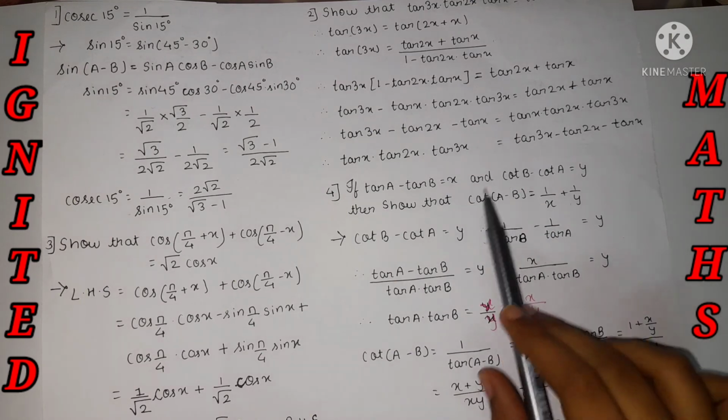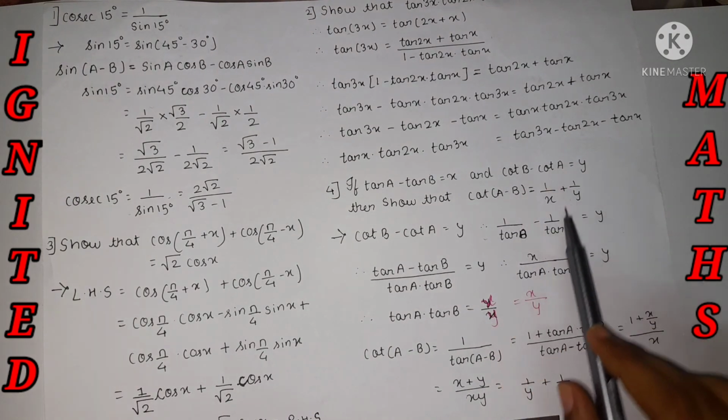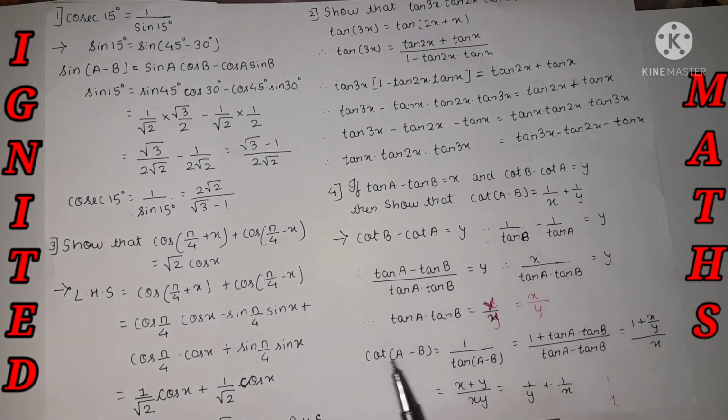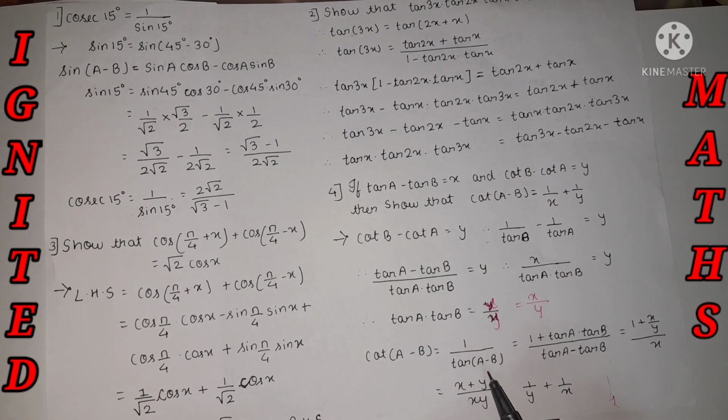And we need to find the value of cot a minus cot b is equal to 1 by x plus 1 by y. We need to prove it. So take the LHS value. This is my LHS value. It's nothing but 1 by tan of a minus b. So a minus b is an angle.